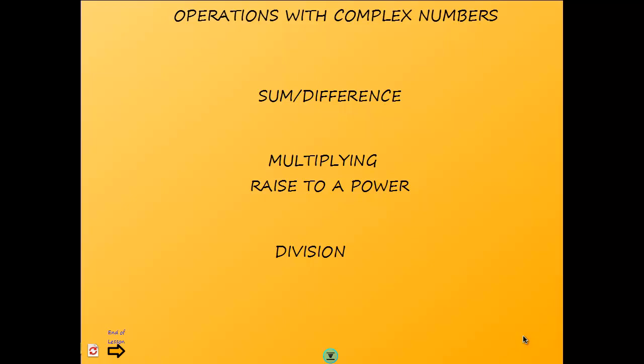This is the prerequisite chapter of pre-calculus, looking at complex numbers. We don't have any video in this lesson, it's just audio, so there's nothing wrong with your computer. We're going to look at dividing complex numbers.